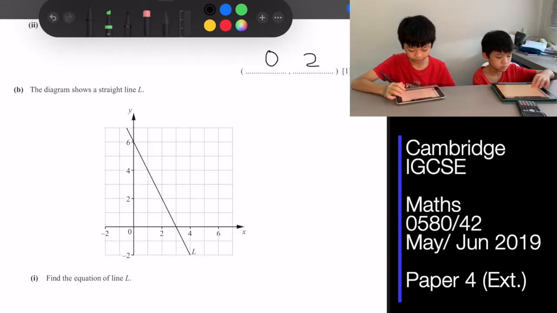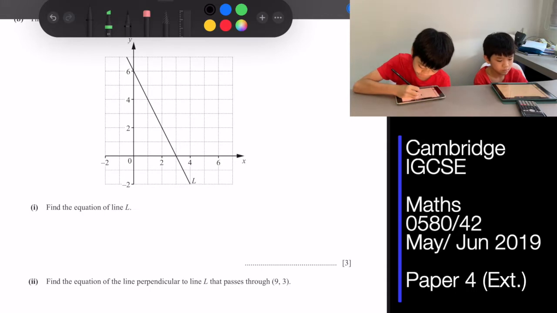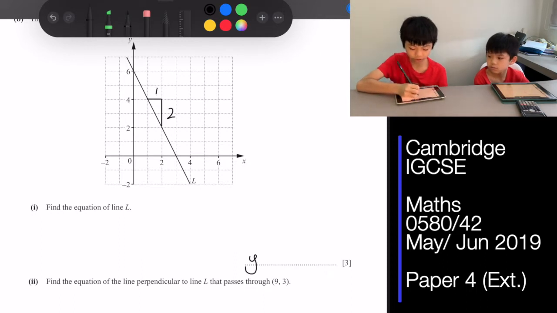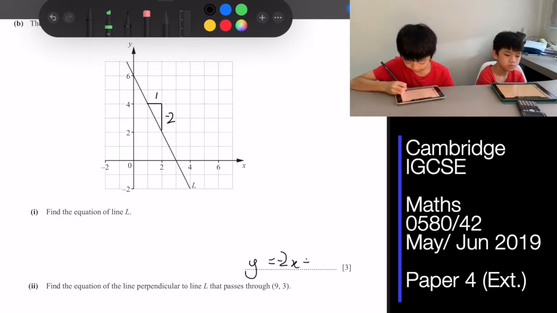Next, the diagram shows a straight line L. Find the equation of this line. So firstly we need to find the slope. Okay, so this is 2, this is 1, 2 divided by 1 is 2, so y equals negative. Oh yeah, it's negative. This is negative 2 because it's going downhill. y equals negative 2x plus 6.